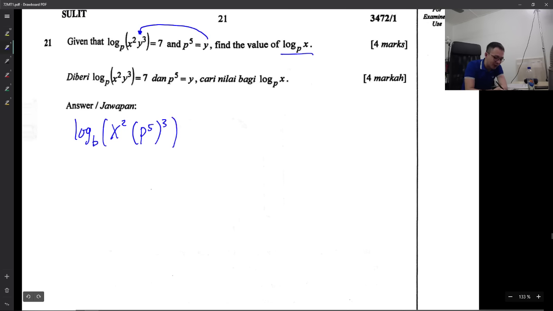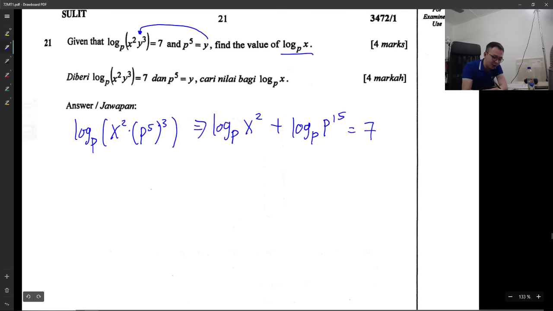Alright, so I will solve this one. This one will be log_p x squared. Multiply means plus, right? Plus log, p, sorry, not b, it's p. This is log_p of p power of 5 multiply 3, which will be p power of 15. Alright, so therefore equals to 7. This one is just simplified.